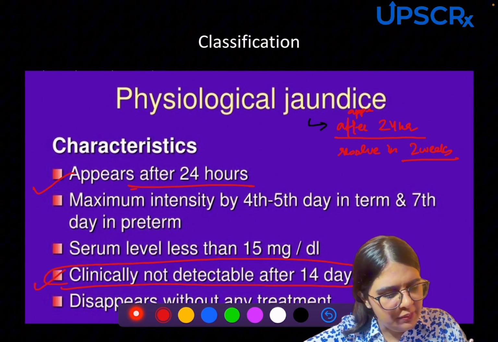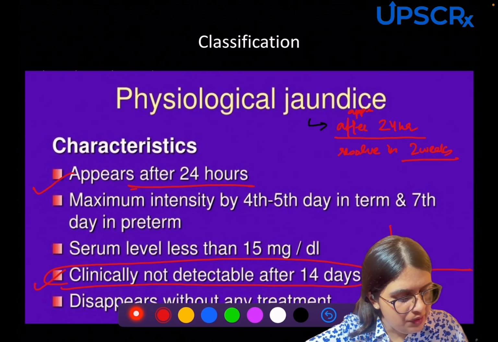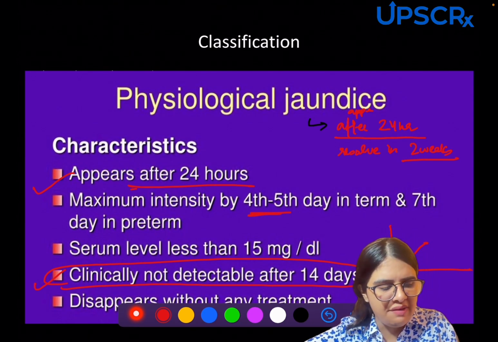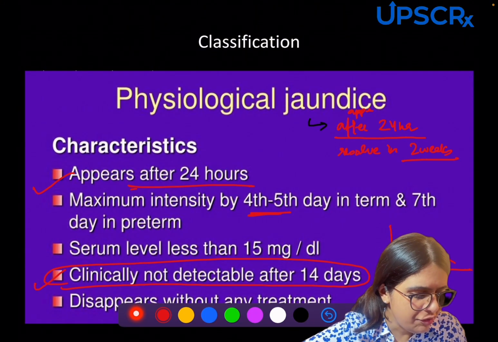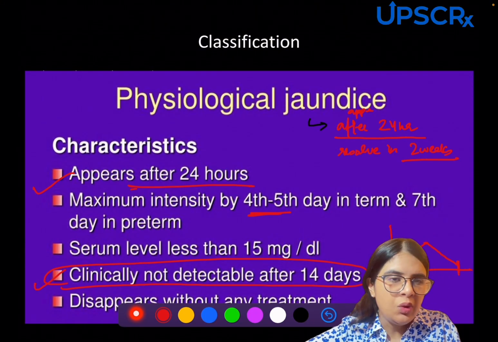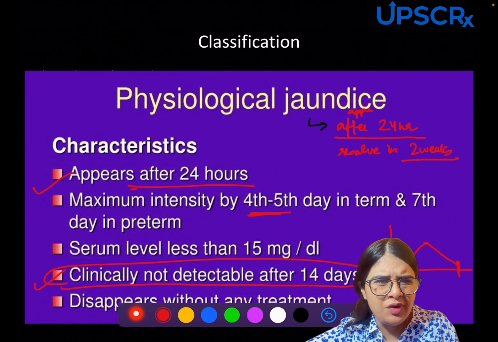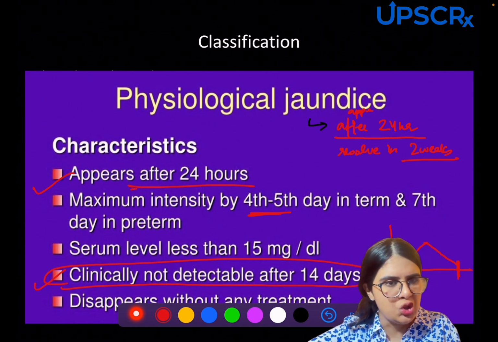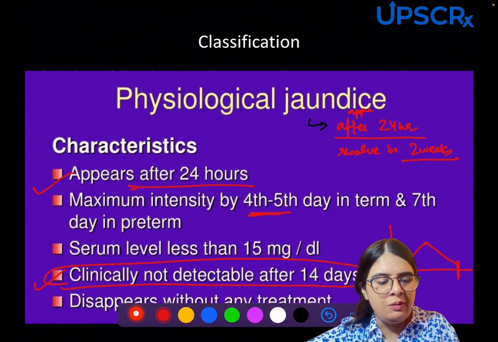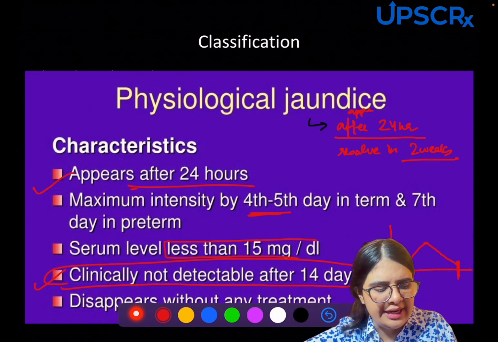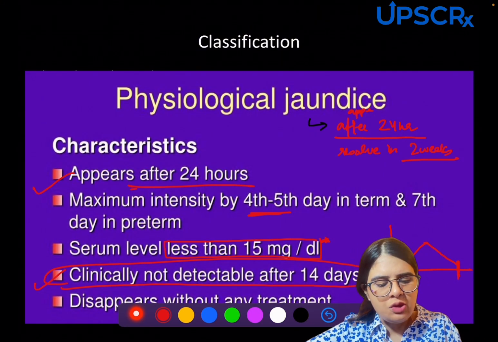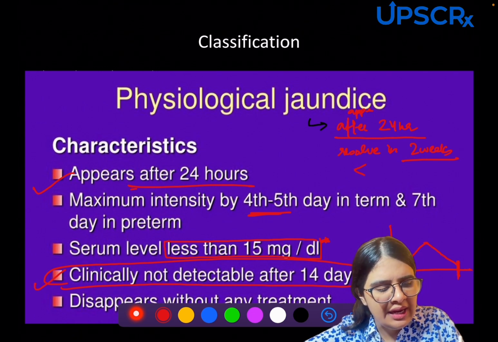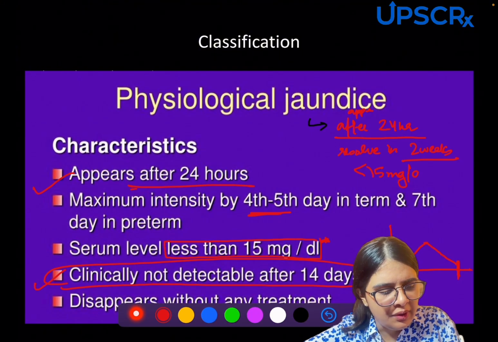Now what happens is that after 24 hours, the bilirubin will start rising. It will reach a peak on the 4th or 5th day in term or the 7th day in preterm, and then it will start falling. By the 2nd week in term neonates and the 3rd week in preterm, it usually falls to the normal level. So this is about physiological jaundice, and the bilirubin level will never be more than 15 milligram per deciliter. It will always be less than 15 milligram per deciliter.